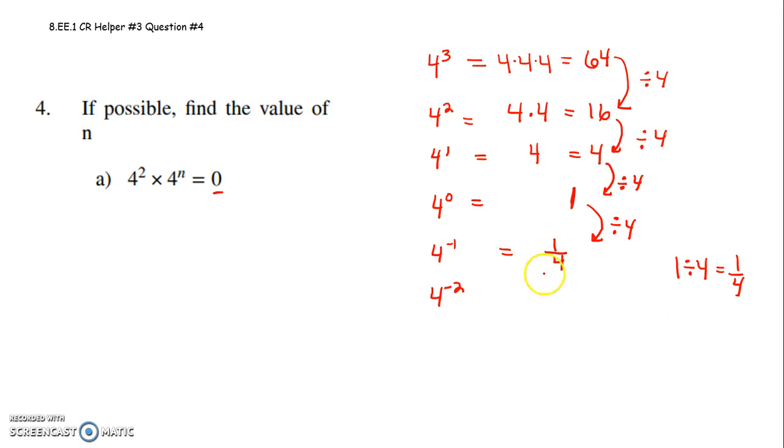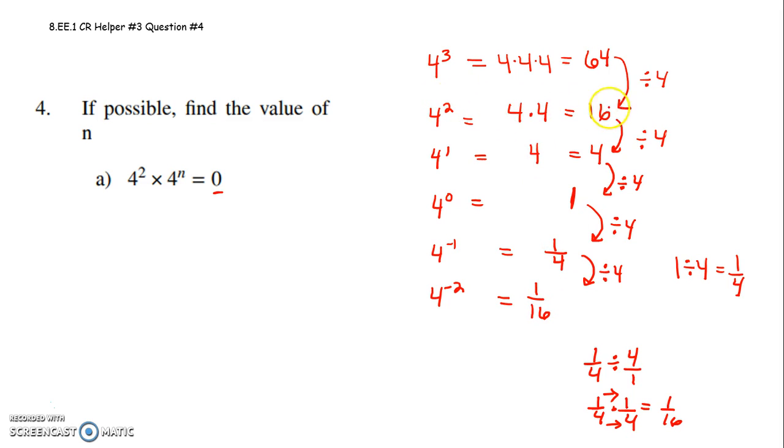4 to the -2 would be 1/4 divided by 4 if we keep moving down the chart. So 1/4 divided by 4 over 1. Keep the 1/4. Change your division to multiplication. Take your multiplicative inverse, flip that over. 4 over 1 becomes 1/4. Straight across the top, straight across the bottom. That's 1/16. 4 to the -2 is actually 1/16.